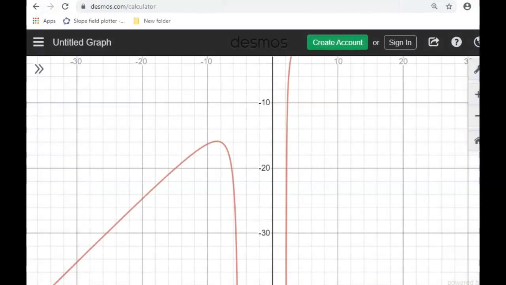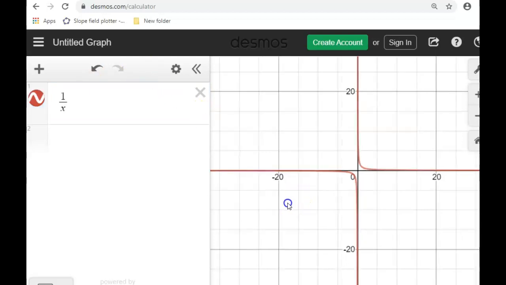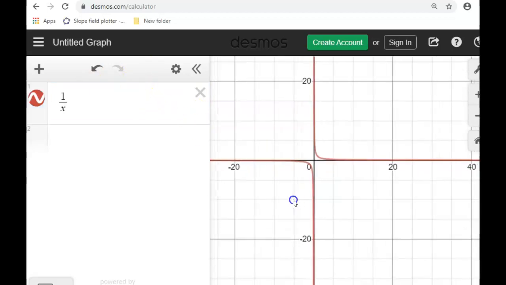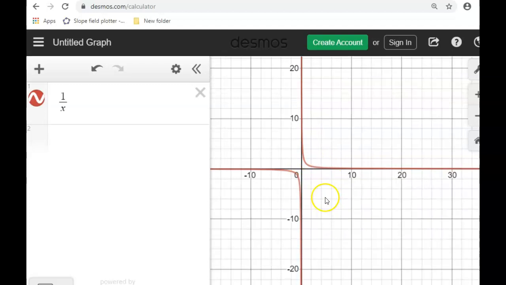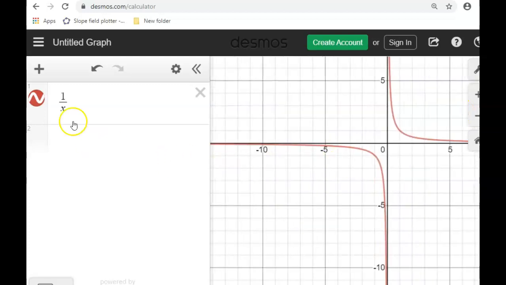First of all, a little while back, we graphed a certain kind of function. I don't know if you guys remember this one, but remember 1 over x? 1 over x looks like this. And as you guys can see, the end behavior is 0. So as x goes to infinity, y equals 0. And that's on both sides.